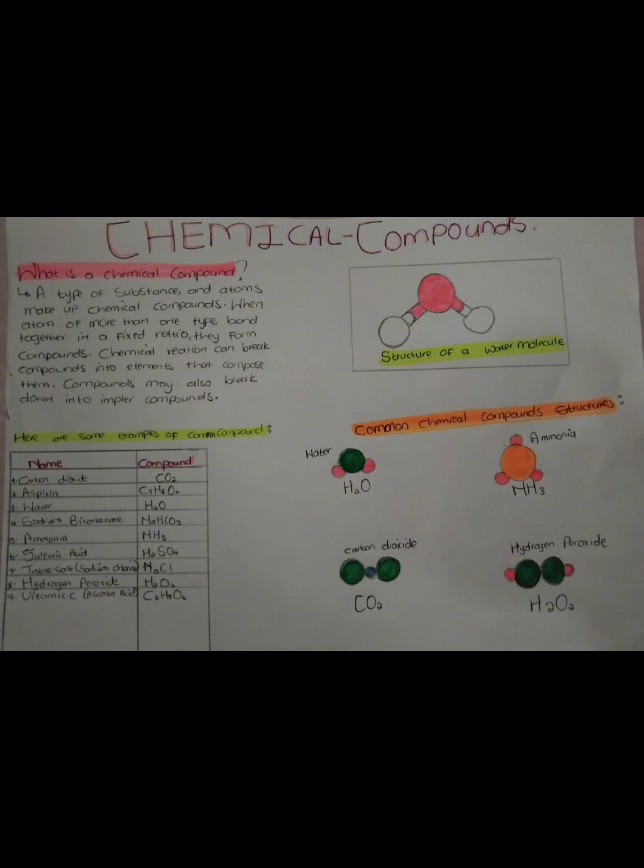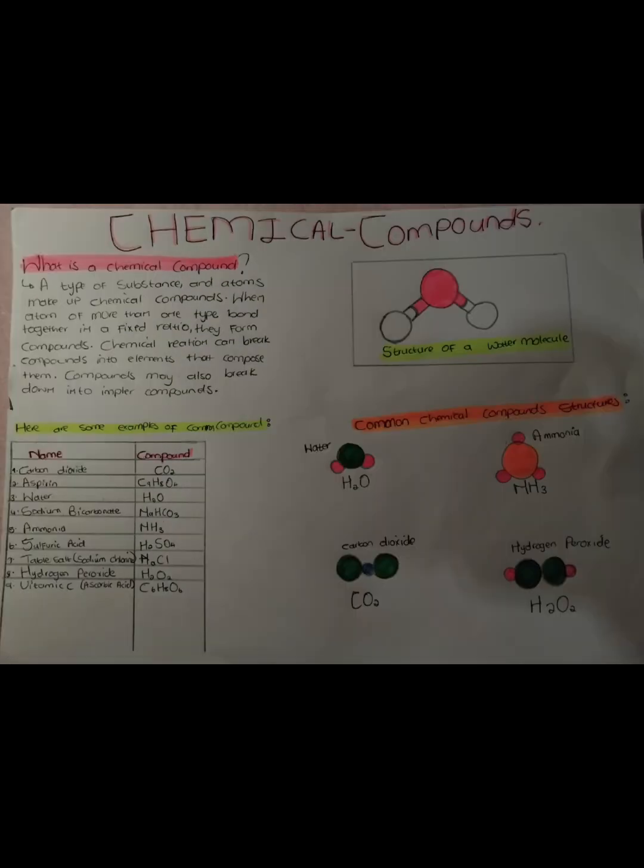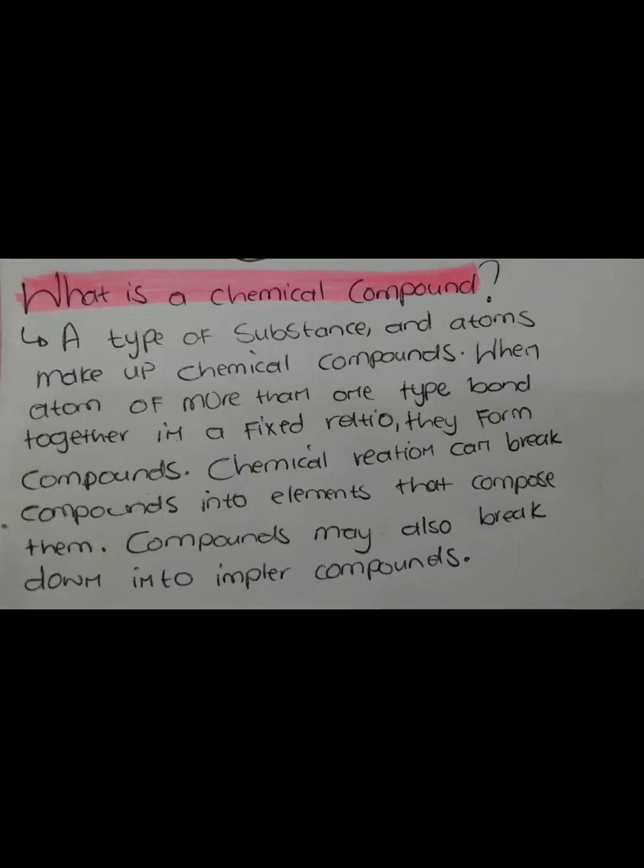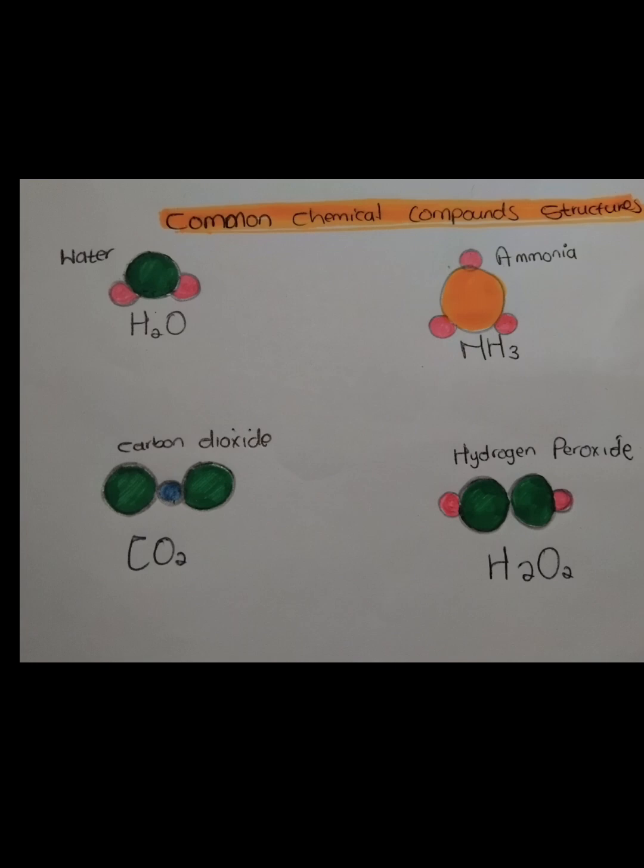I chose games as a resource, and they fall under manipulative resources. I chose to teach about chemical compounds. First of all, what is a chemical compound? It is a type of substance, and atoms make up chemical compounds. When atoms of more than one type are bound together in a fixed ratio, they form compounds. Chemical reactions can break compounds into the elements that compose them. Compounds may also break down into simpler compounds.